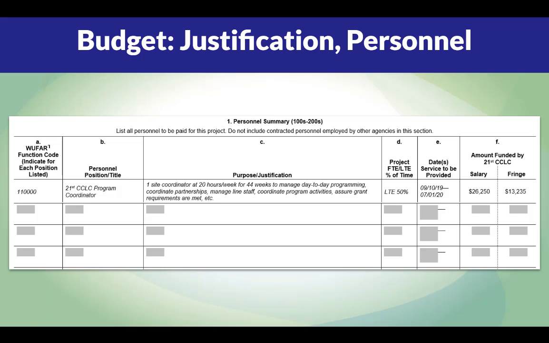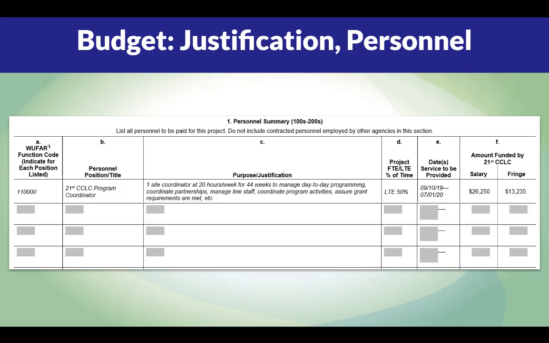As a reminder, the three primary purposes of the CLC grant are to: 1. Provide academic enrichment programming, 2. Provide youth development activities, and 3. Provide programming for the adult family members of CLC students. Let's take a closer look at the budget justification.